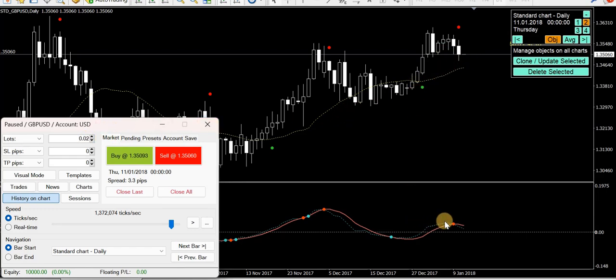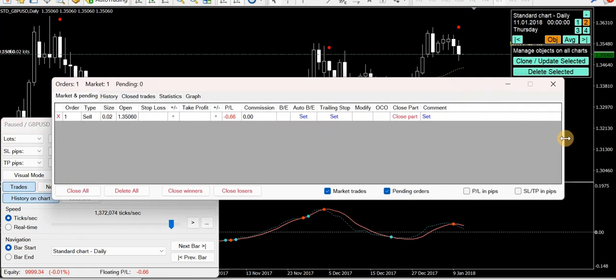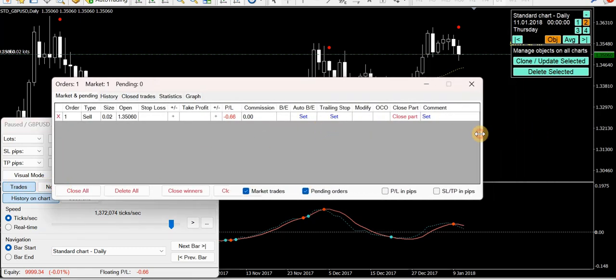The MACD Platinum is above the 0 level. There's a bit of divergence there. We'll take the sell. I've taken a sell there. Now I'll bring up my trade box. This just shows the open trades.